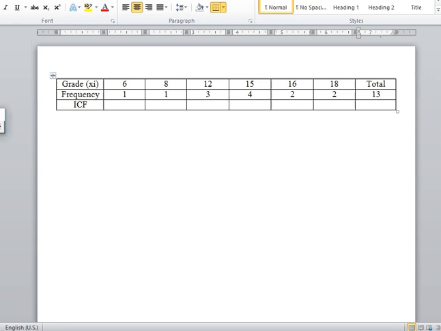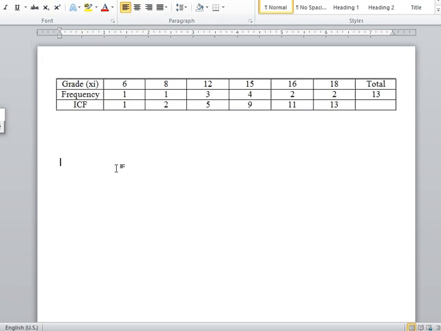Then you have to find the increasing cumulative frequency. So first of all, you bring 1 down, so 1. Then you do 1 plus 1, here it's 2. Then 2 plus 3, 5. 5 plus 4, 9. 9 plus 2, 11. And 11 plus 2, 13. 13 here is equal to the total frequency, so my answer here for increasing cumulative frequency is correct.